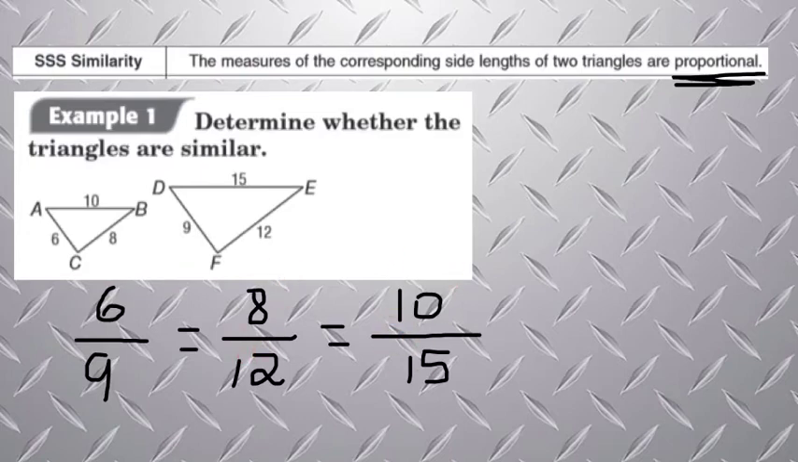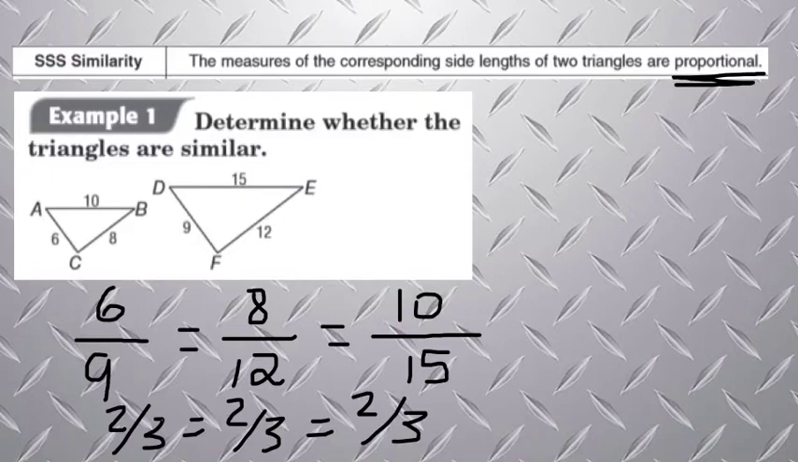The last step is to reduce. If they all have the same scale factor, they're similar. If they don't, they're not similar. So let's reduce 6 over 9. Looks like that would be 2 to 3. 8 over 12 we reduce, it's also 2 to 3. Reduce 10 over 15, it's also 2 to 3. So this checks out, and we'll go ahead and write a similarity statement.